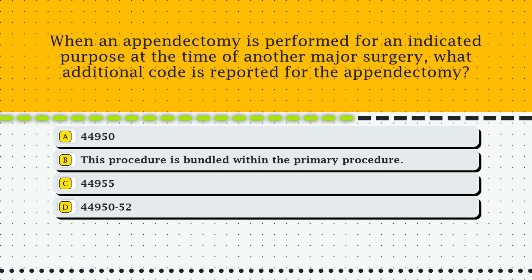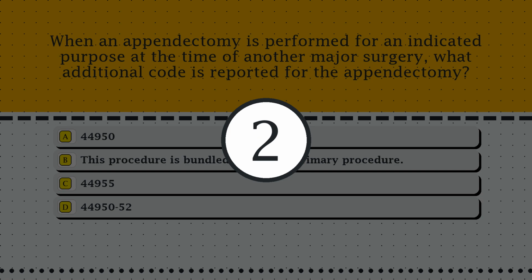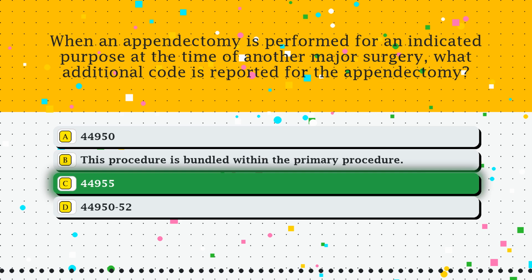additional code is reported for the appendectomy? Option A, 44,950. Option B, this procedure is bundled within the primary procedure. Option C, 44,955. Option D, 44,950 to 52. The correct answer is option C, 44,955.